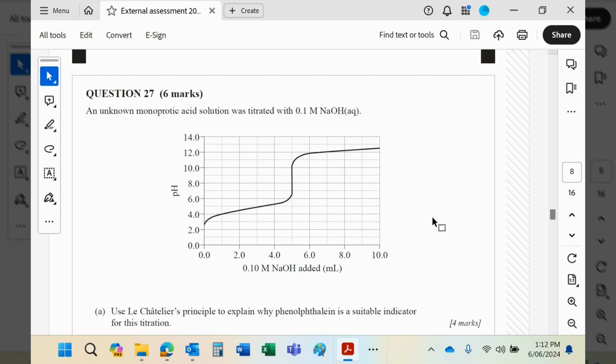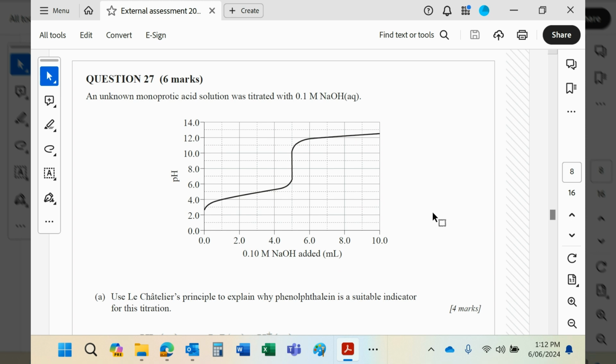Use Le Chatelier's principle to explain why phenolphthalein is a suitable indicator for this titration. For this one, guys, you would need to go to the data book, and I'm going to it now as I talk to you, and I'm on page 14. Please have your data book. Don't just take my word for it. Look at what I'm doing. You will need to do the same.